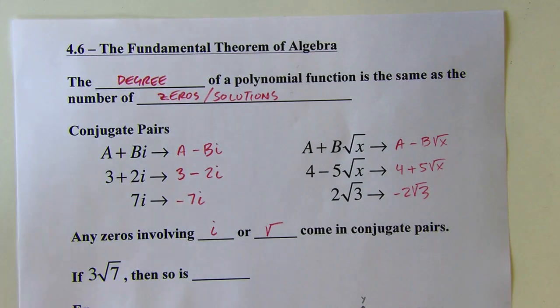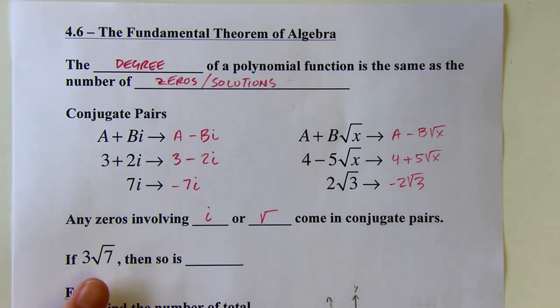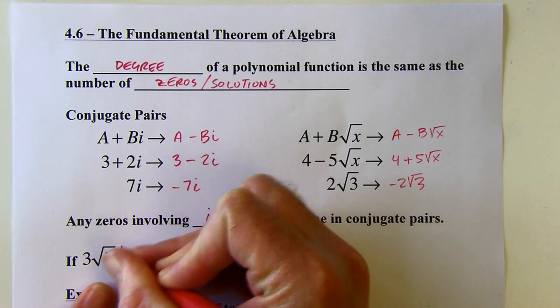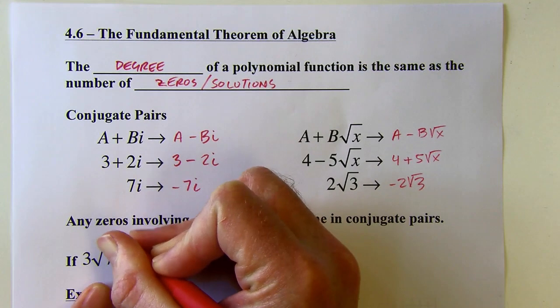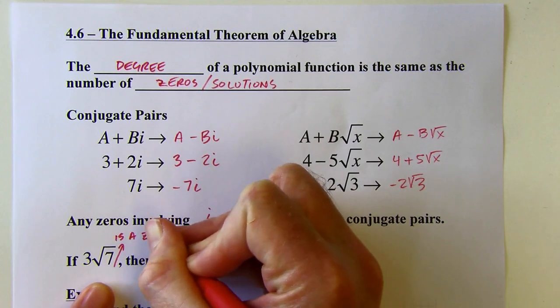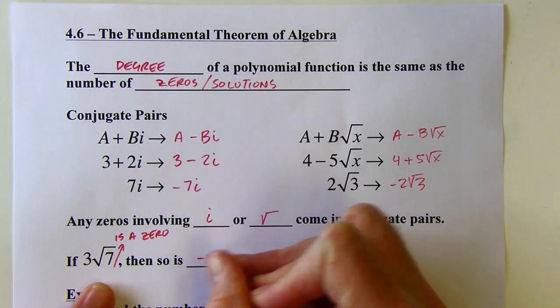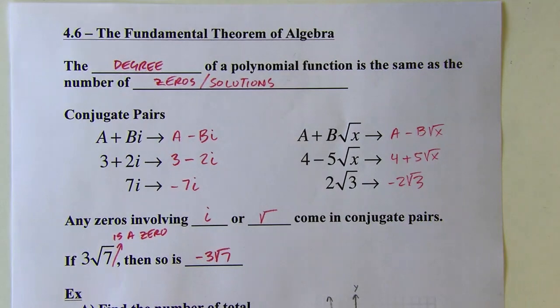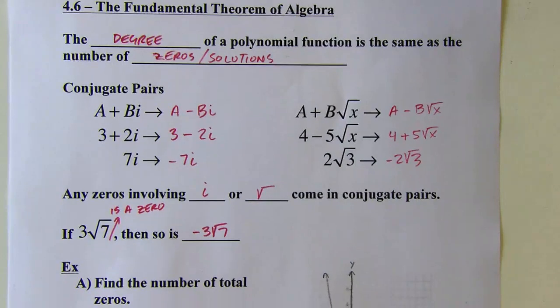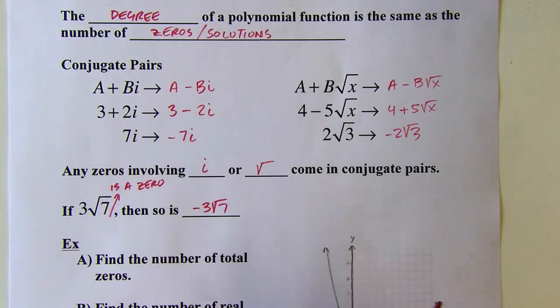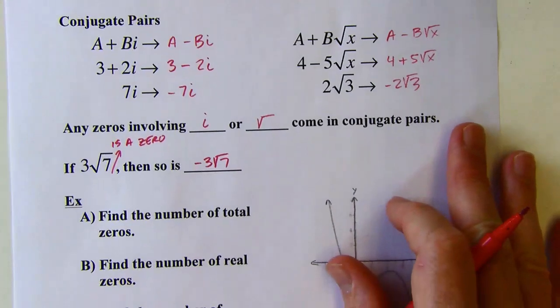Okay. So that means if 3 root 7 is a solution, I should have said is a zero. If 3 root 7 is a zero, then so is -3 root 7. Okay? And it kind of makes sense if you think about the quadratic formula or completing the square. The part with the radical, you always have the plus minus in front of it, whether you're using the quadratic formula or whether you're taking the square root of both sides of an equation. So that's why those come in conjugate pairs.